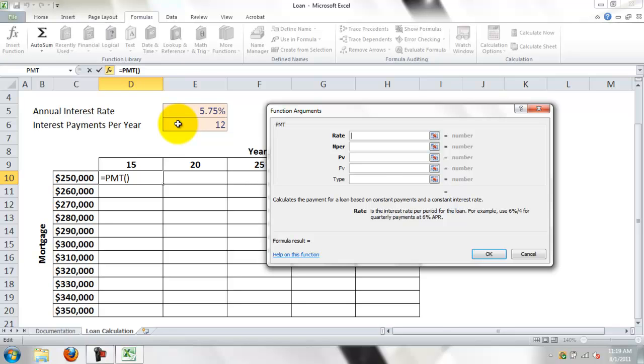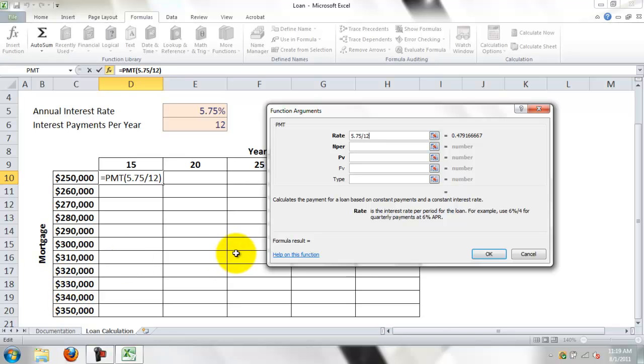So in order to enter information here, I'm not just going to type in 5.75 divided by 12. I can do that, and that'll get me the information I need, but when I copy this formula down and over, or across and over and down, it's going to just copy the exact same thing. I don't want that. I want it to update with the number of years that my loan is for. I want it to update with a different amount that my mortgage is for.